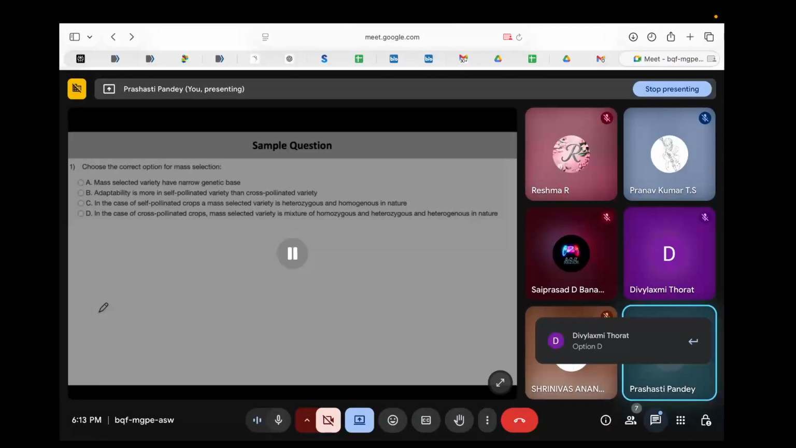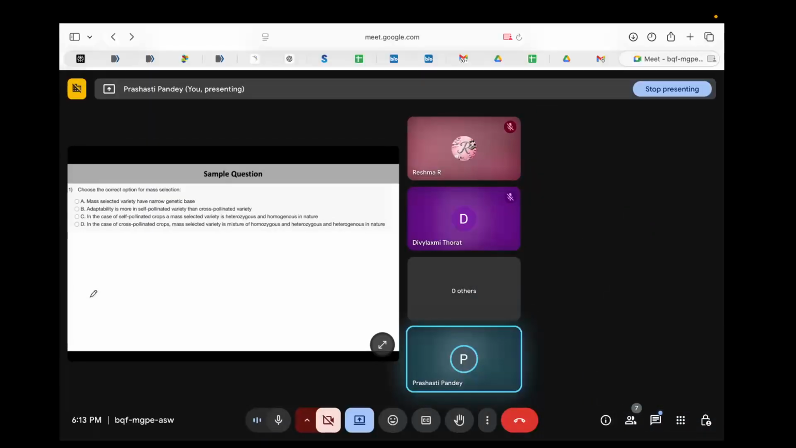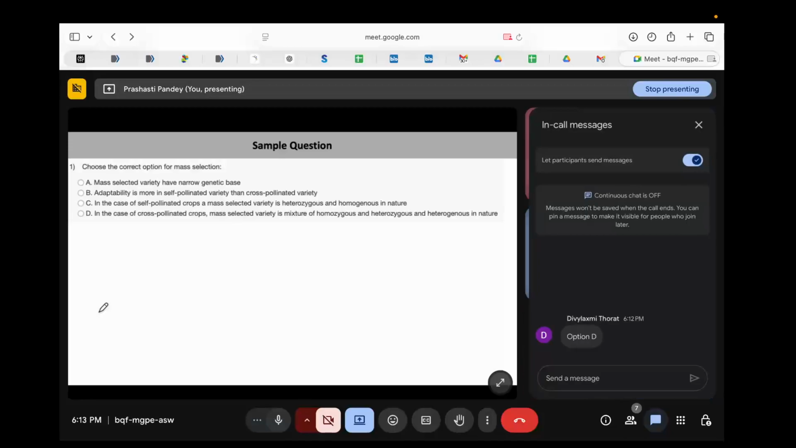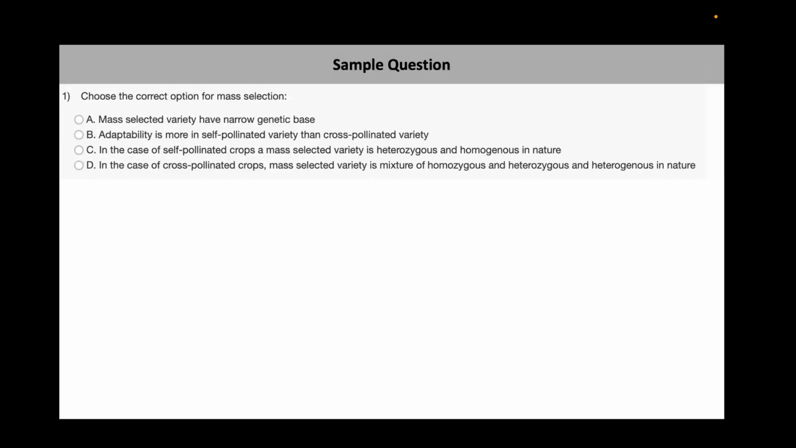Okay, so somebody has written the answer as option D. Okay, so let's solve this.